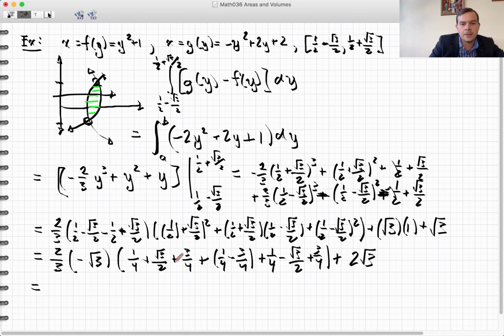So now what happens? Well, of course, these guys will cancel out. And so I note that I have 2 and then minus 1/2. And so ultimately that gives me 3/2 from this entire parenthetic term. So 3/2 times 2/3 will give me 1. So I get minus square root 3 plus 2 square root 3. And finally my answer is just square root 3.